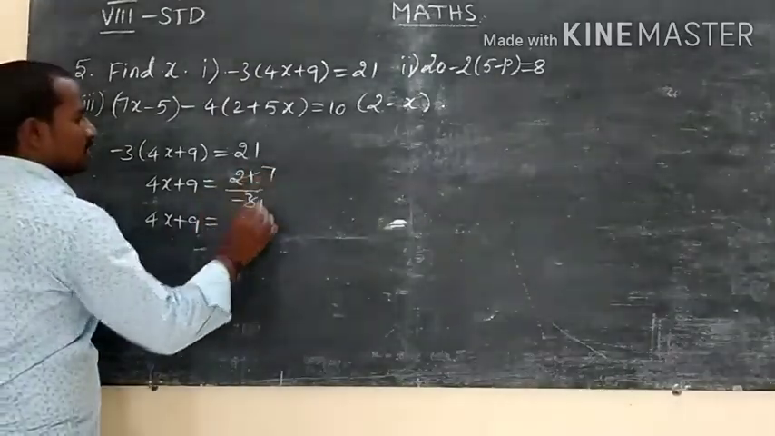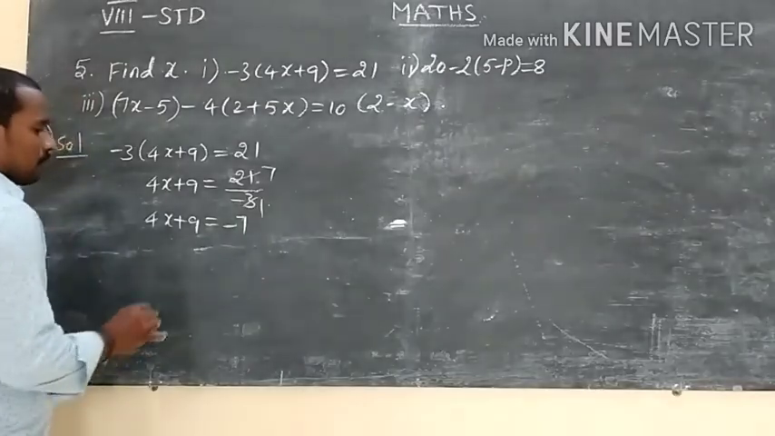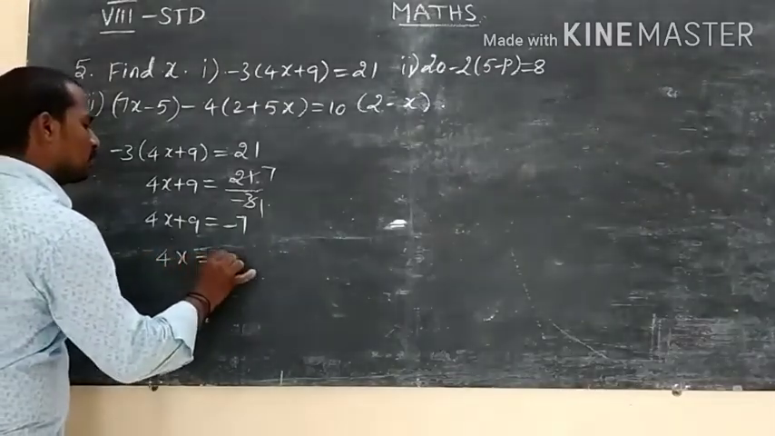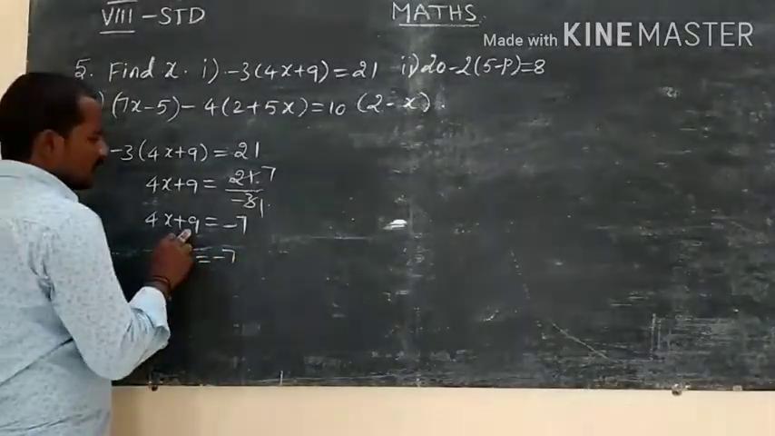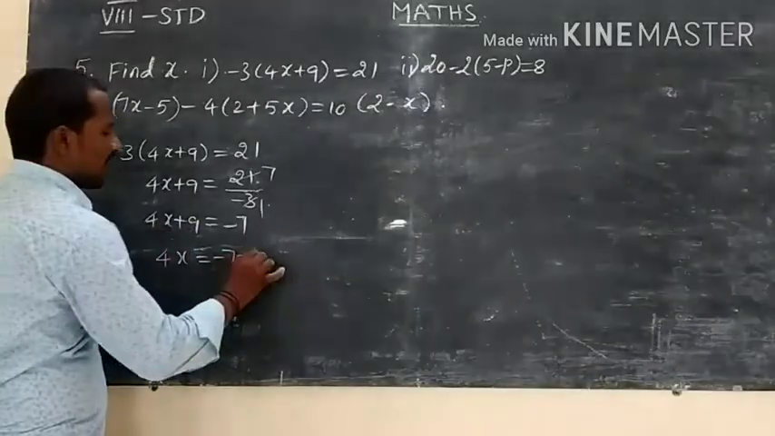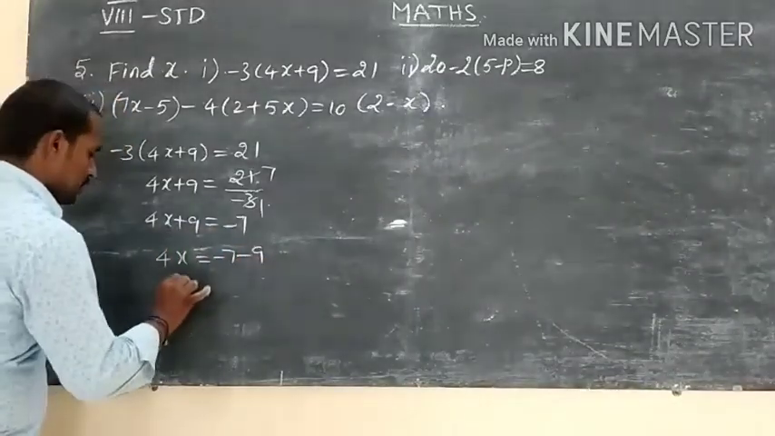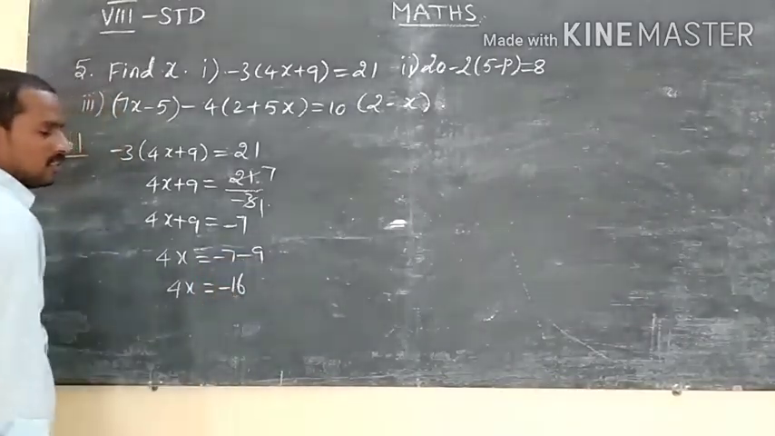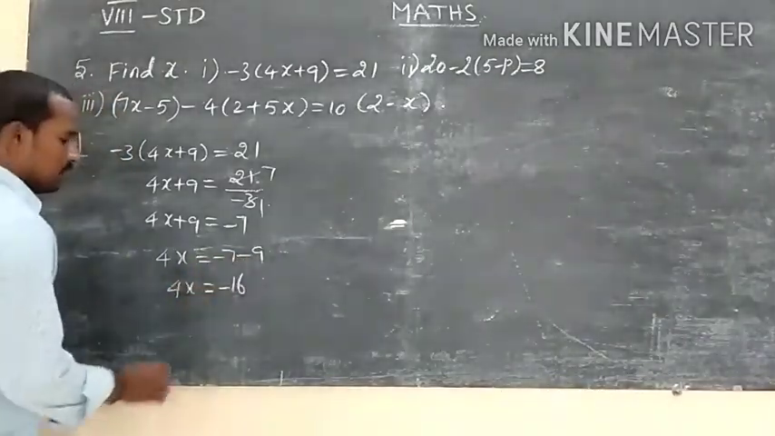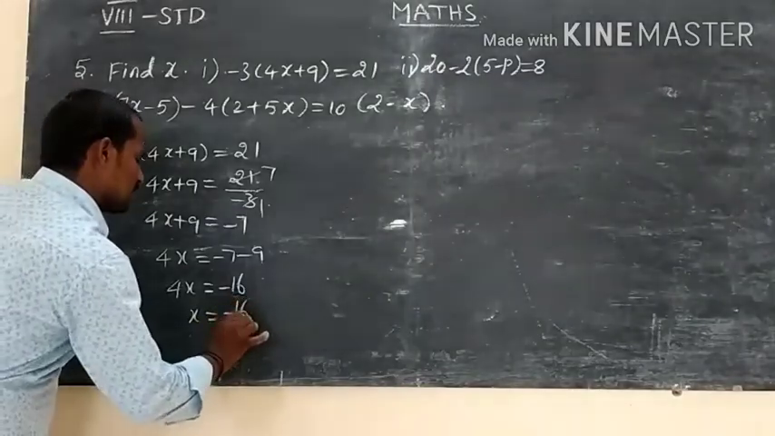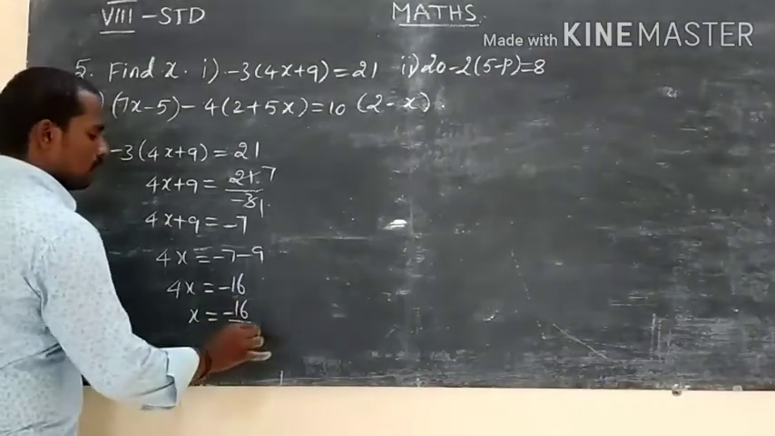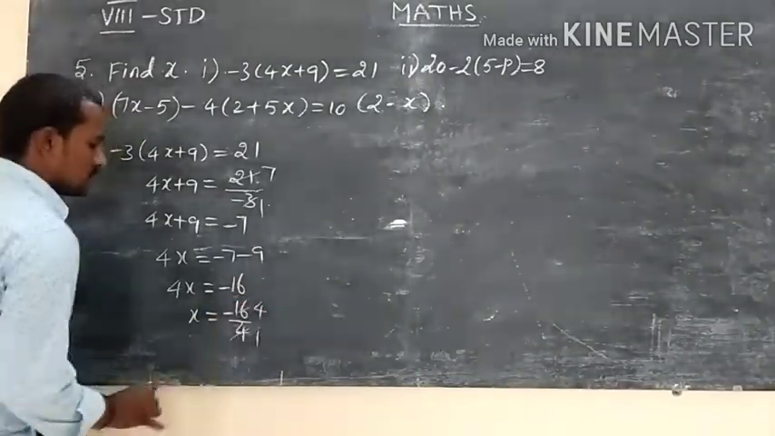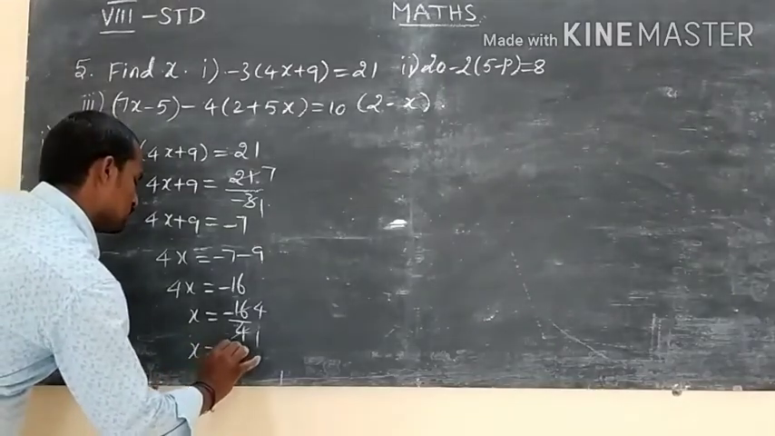So minus 7. Okay, then 4x equal to minus 7. Making the transpose for this plus 9, we get minus 9. Okay, then 4x equal to minus 16. Sum of these two values is equal to 16. Then the same sign. Then x is equal to minus 16 by 4. So 1 4s are 4, 4 4s are 16. Value of x is minus 4.